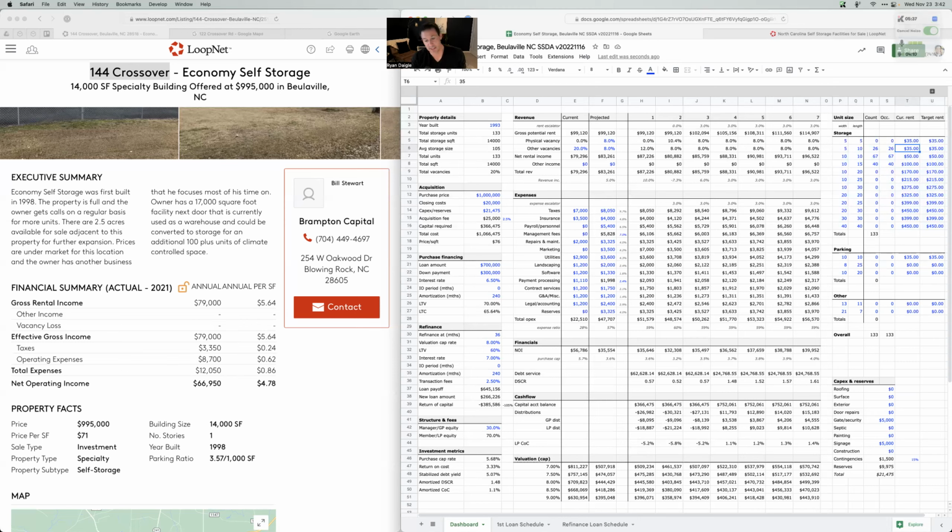This facility I know has very cheap units. Again, it's kind of a rural small market, so that's not unexpected. Let's say that I got a package from the broker and I know that the current rents are around $35 for the 5x10s, 50 for the 10x10s, and about 100 for the 10x15s. Okay, so I would enter that here in current rents.